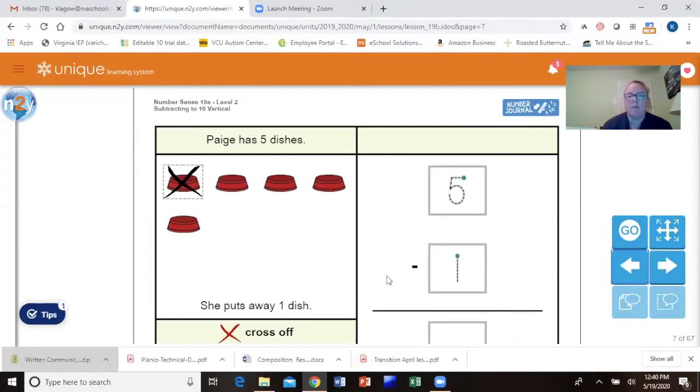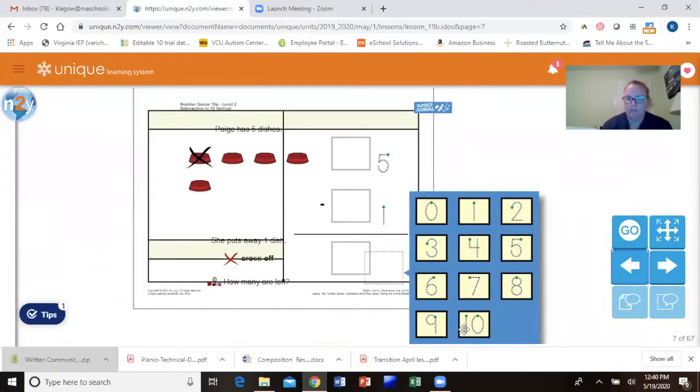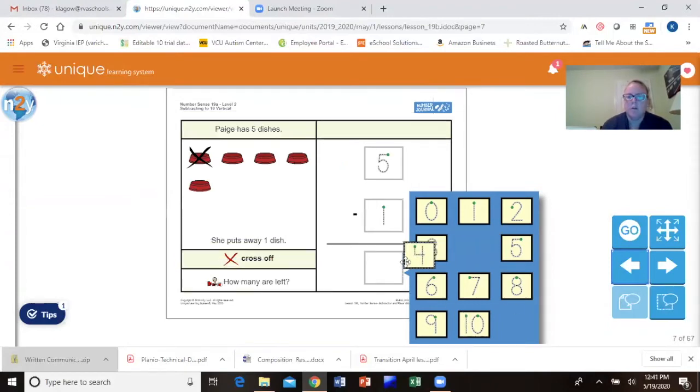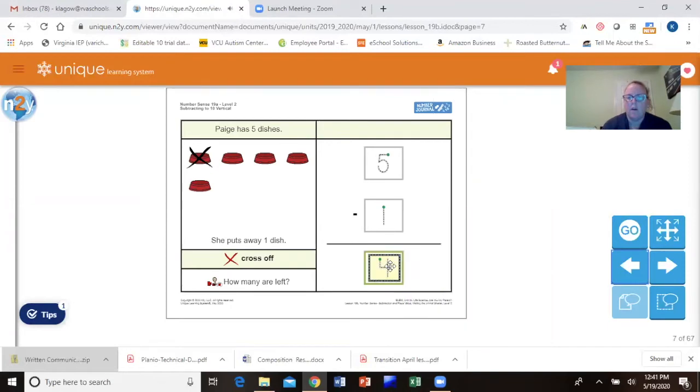So we had 5 and we took away 1 equals 1, 2, 3, 4. So we have to find the 4 over here. 5 take away 1 equals 4. So here's the 5. We took away 1. And how many do we have left? It was 4. So let's do another problem together.